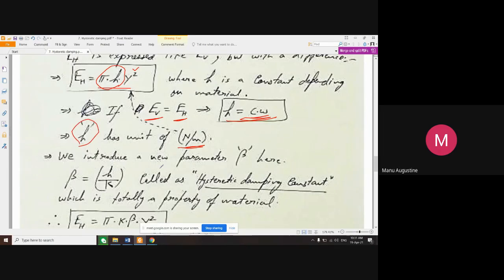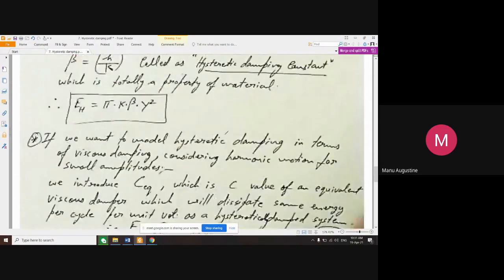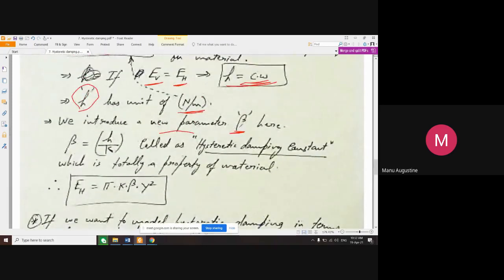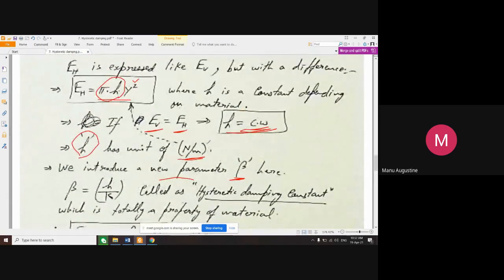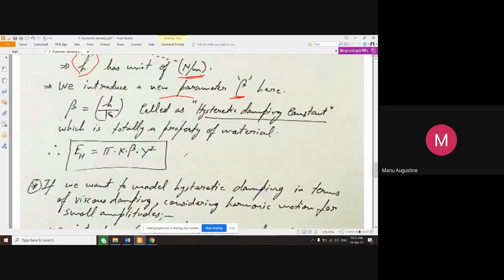Now we introduce a new parameter beta here. Okay. What you want to do is you want to introduce a new parameter. But why? You already have some constant h here. But what I'm guessing here is people wanted to find a constant parameter for hysteretic damping, which could be totally declared as a property of the material, because the hysteretic damping is arising due to the material properties.